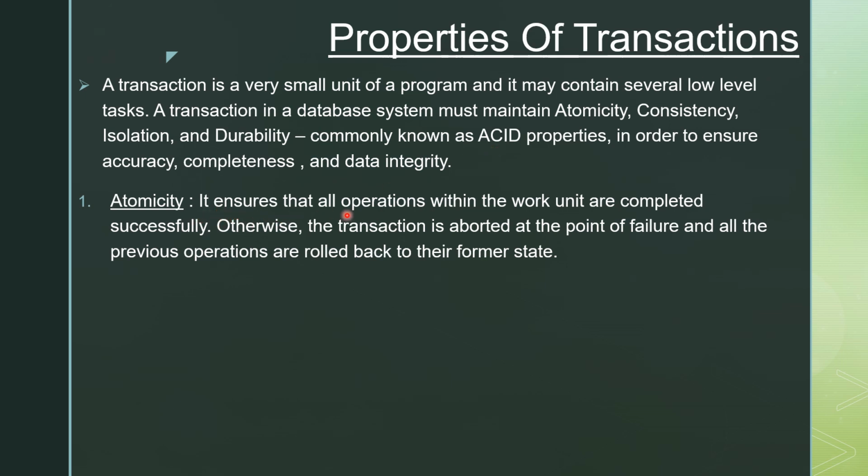It ensures that all operations within the work unit are completed successfully. Otherwise, the transaction is aborted at the point of failure and all the previous operations are rolled back to their former state. What does this say? This means whatever operations you are performing, whatever work or transactions you're doing, that should be complete.